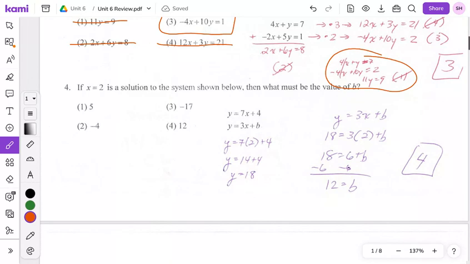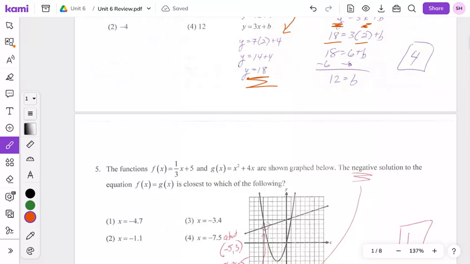All right, if x equals 2 is a solution to the system below, then what must be the value of b? So all I did is I took the equation that we had the most information for, put in the x value of 2, and figured out y had to be 18. I then go back and plug in not only the x value this time, but also the y. And so I put in for those, solved, and was able to find the b value.